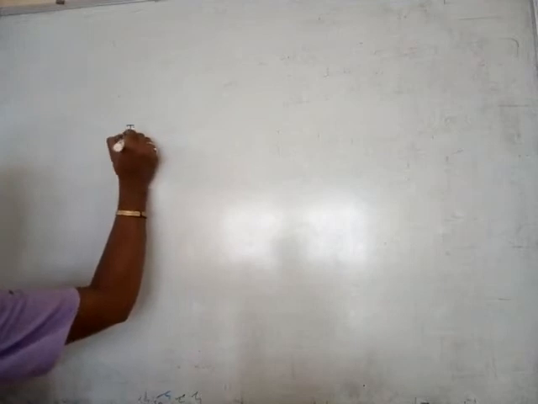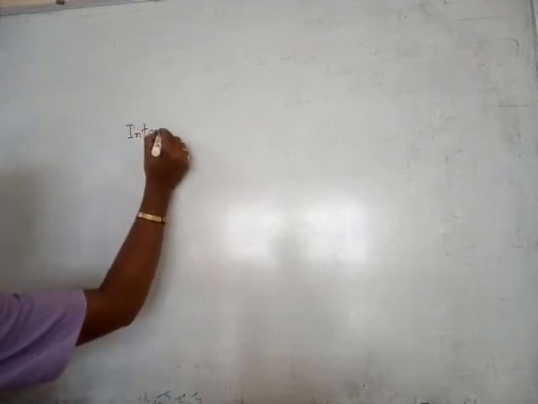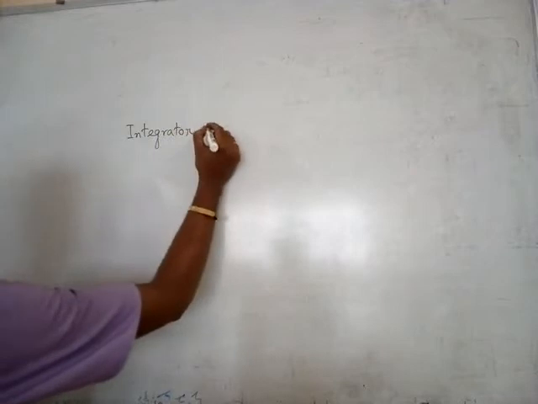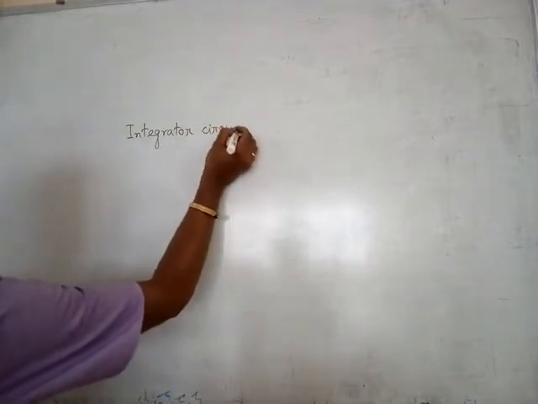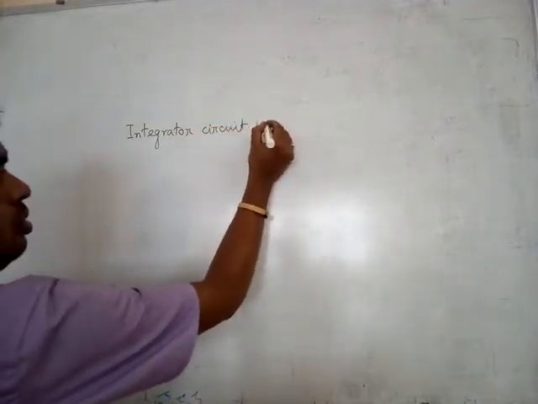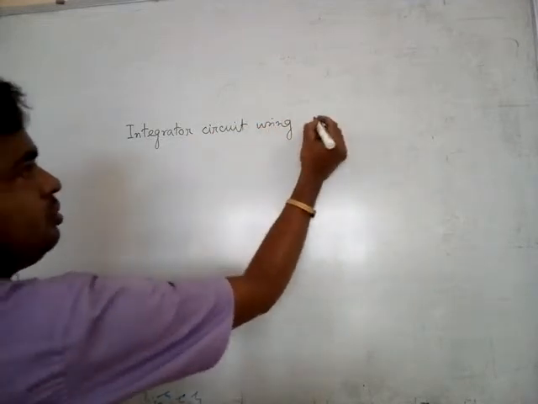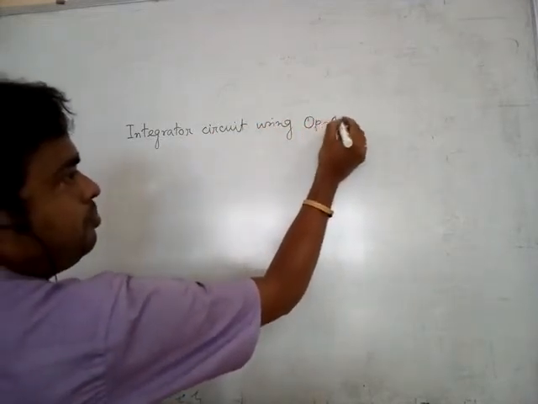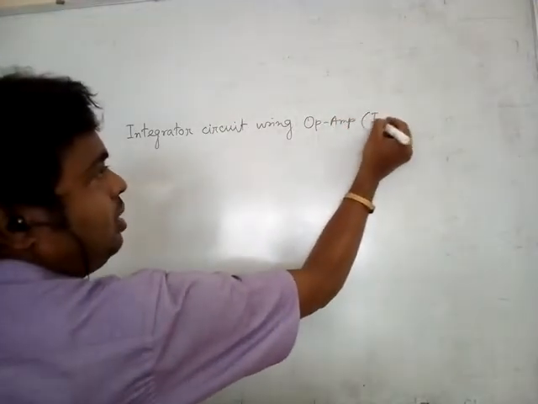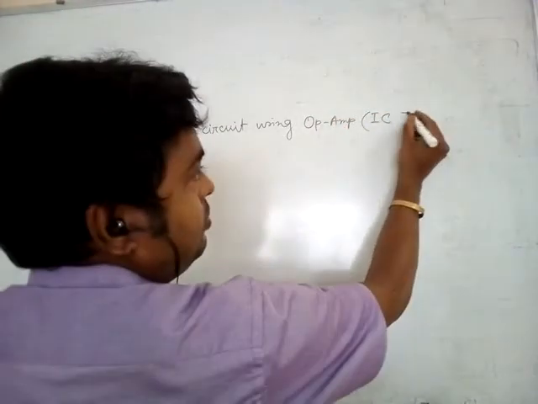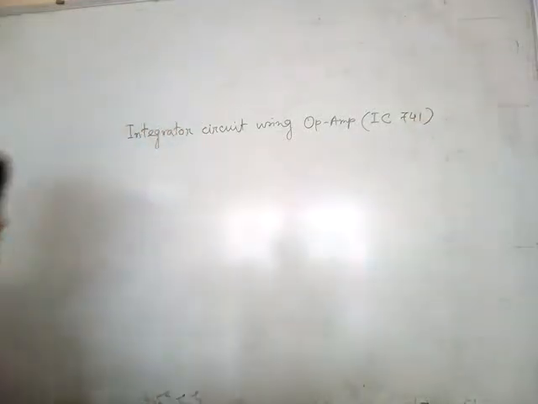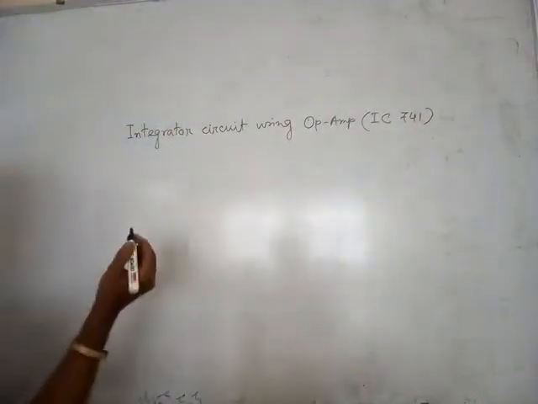Hello. Today's experiment is to design an integrator circuit using an op-amp, that is IC 741. So first of all, we design the circuit.